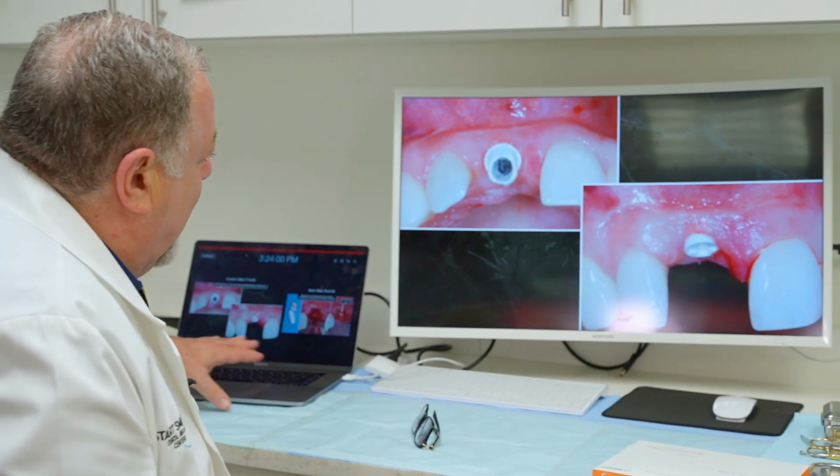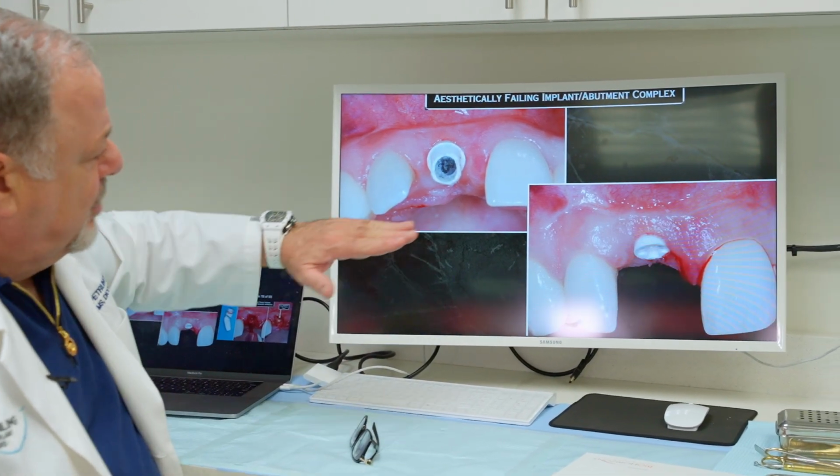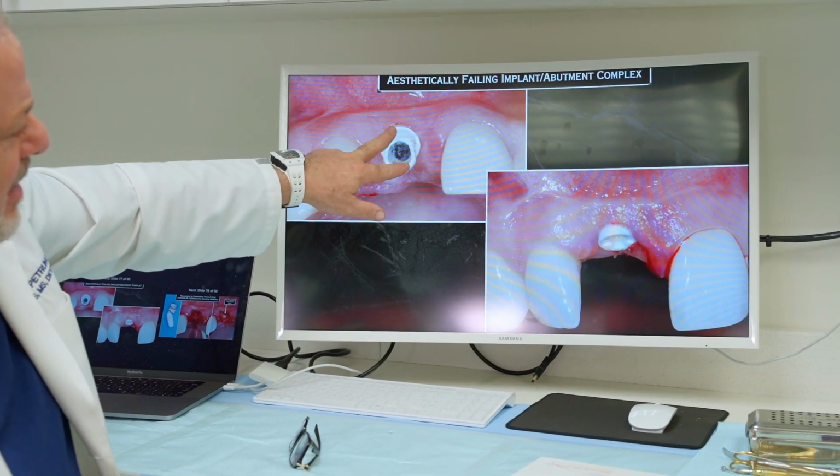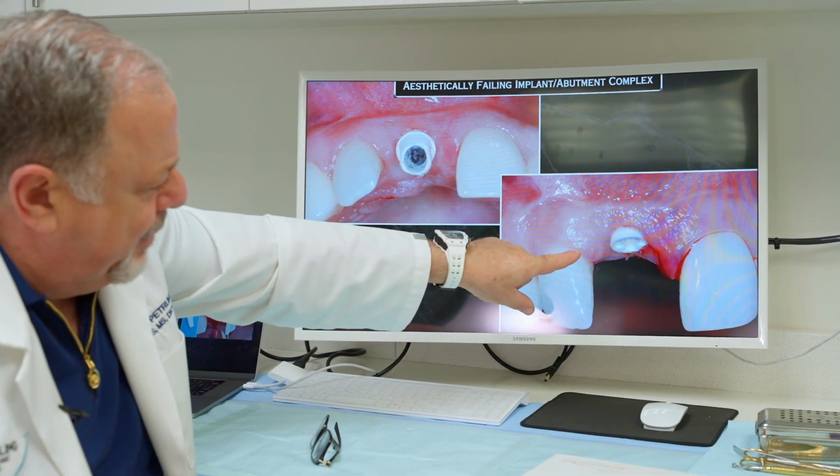So if we look now again, here is the occlusal view. You can see the carbon screw. Taking off the abutment of the carbon screw, here's the head of the implant, okay?